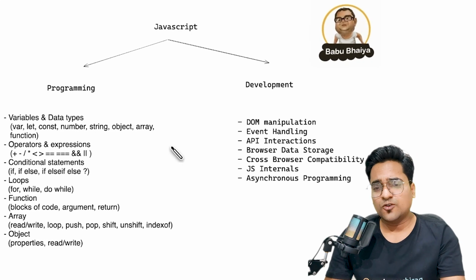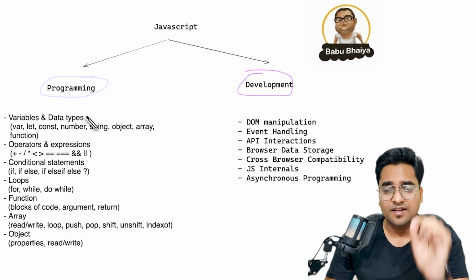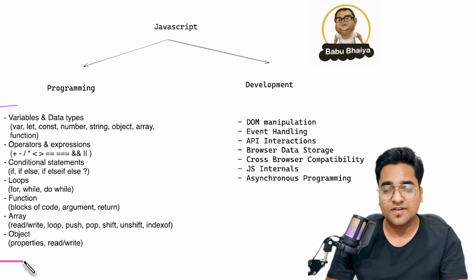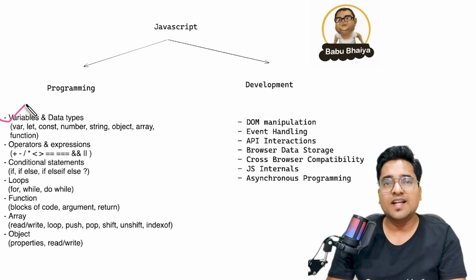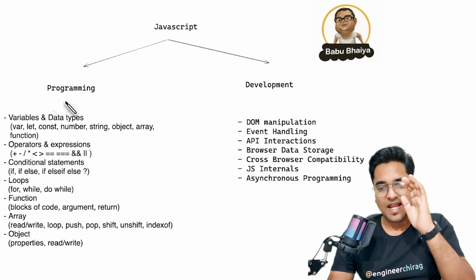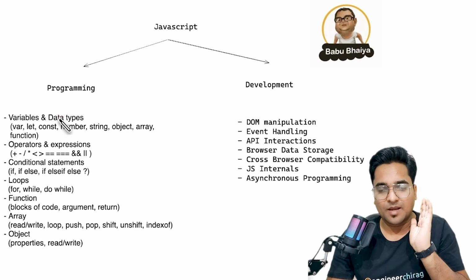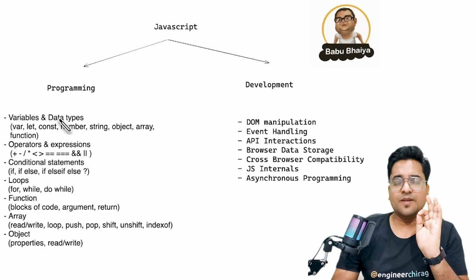Now there are two parts, as we said. You have a programming side and you have a development side. In programming, what are the fundamental things that you should master first? We are going to cover each and everything. The first part is that you should understand what a variable is and what the data types are. At a high level, I am going to cover everything in detail in the upcoming videos. Let's cover the first fundamental things.